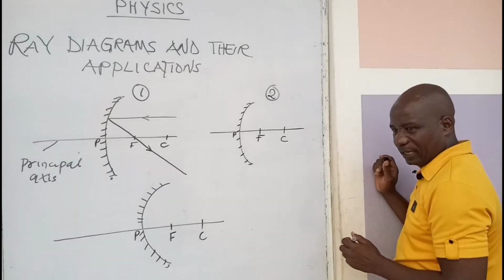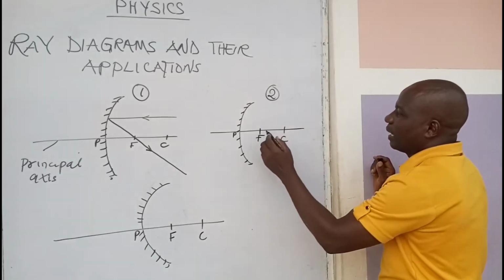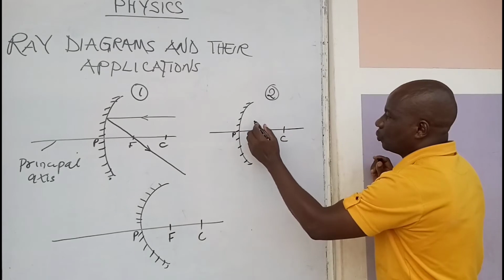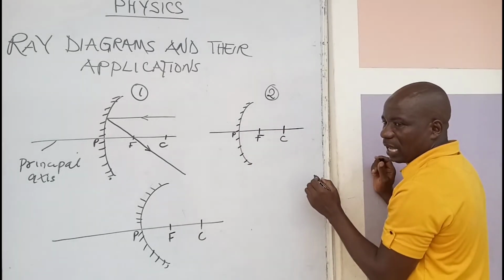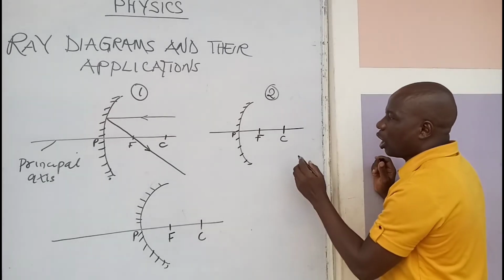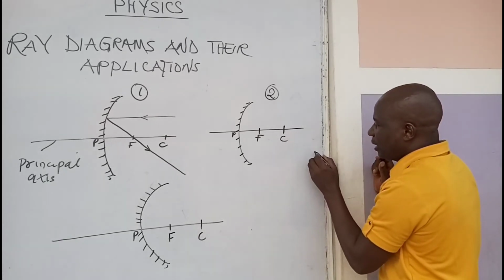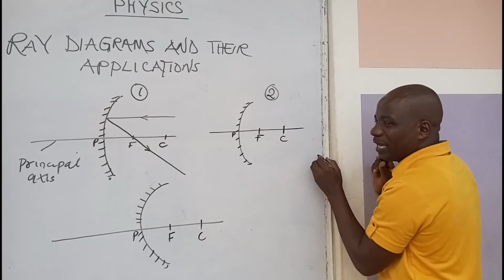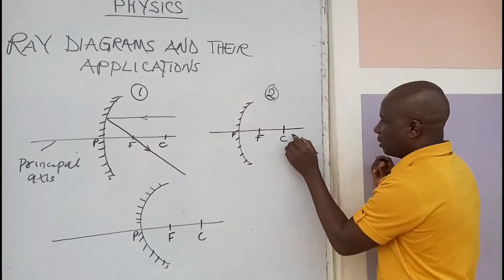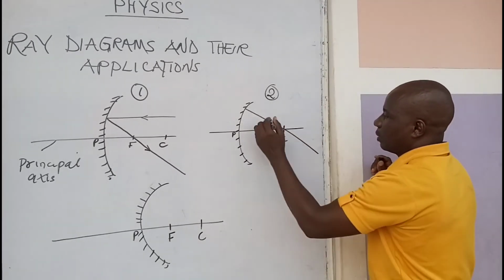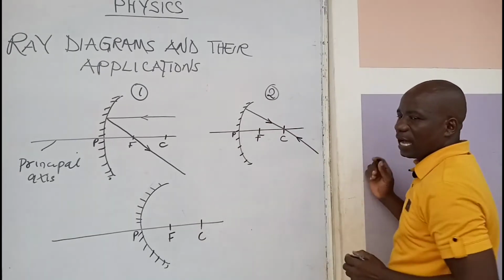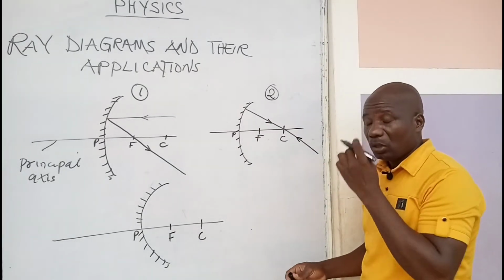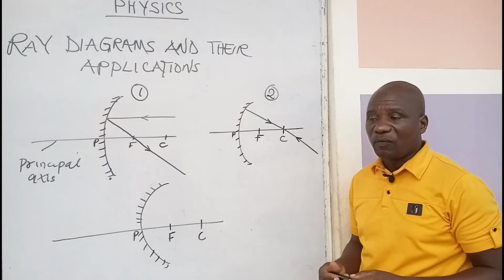Any ray that passes through C after reflection will maintain the same path. This goes, this comes. And this one leads us to the law of reversibility of light.